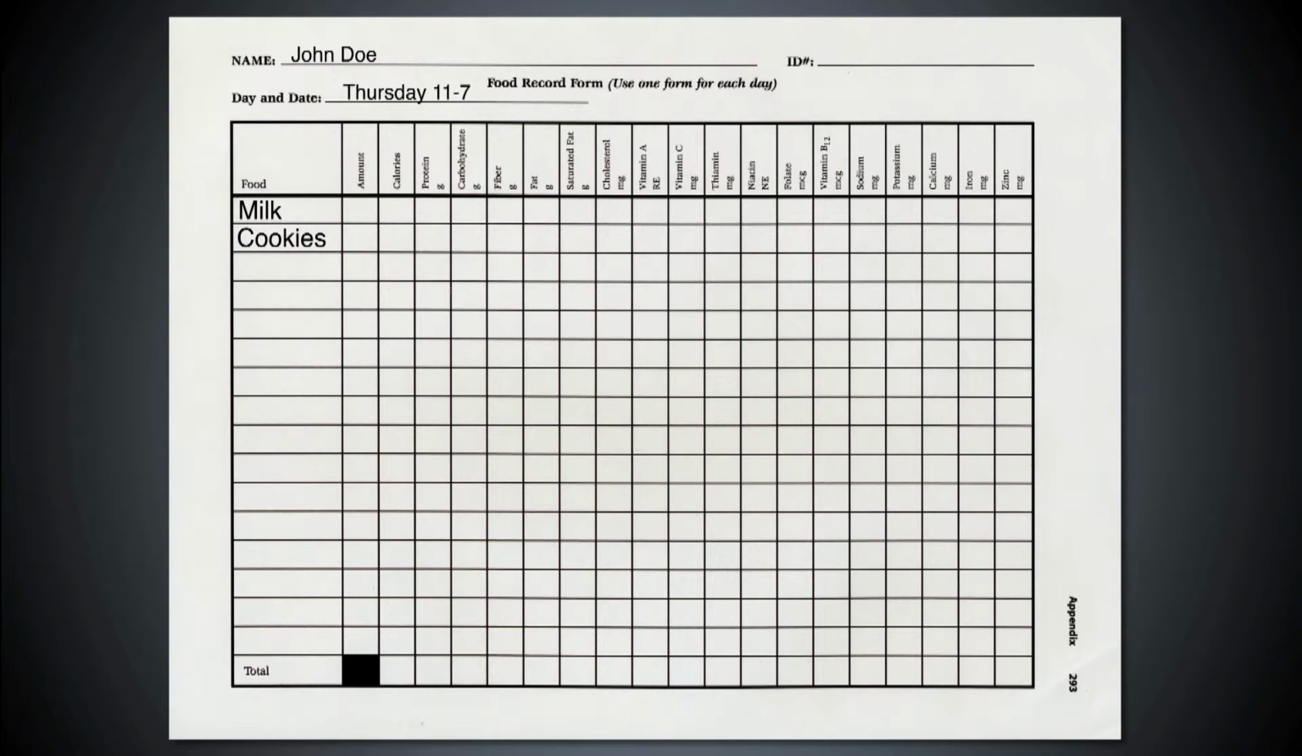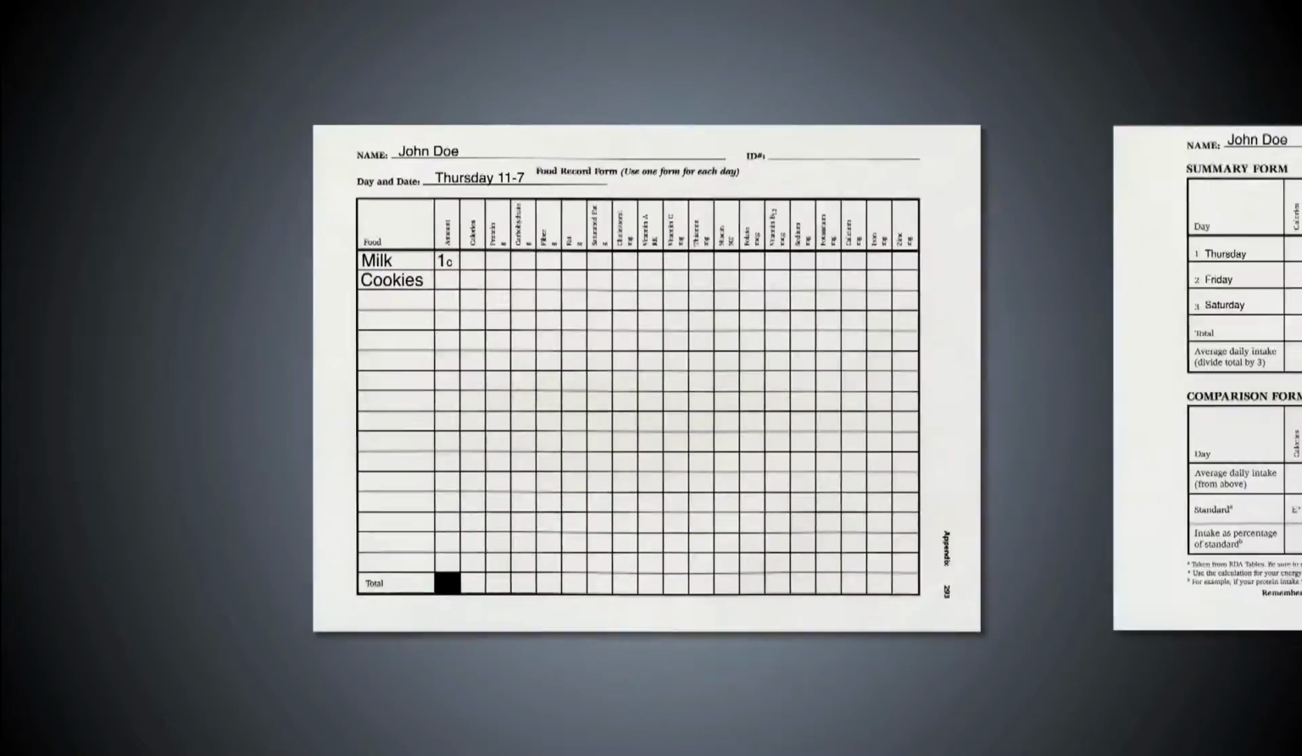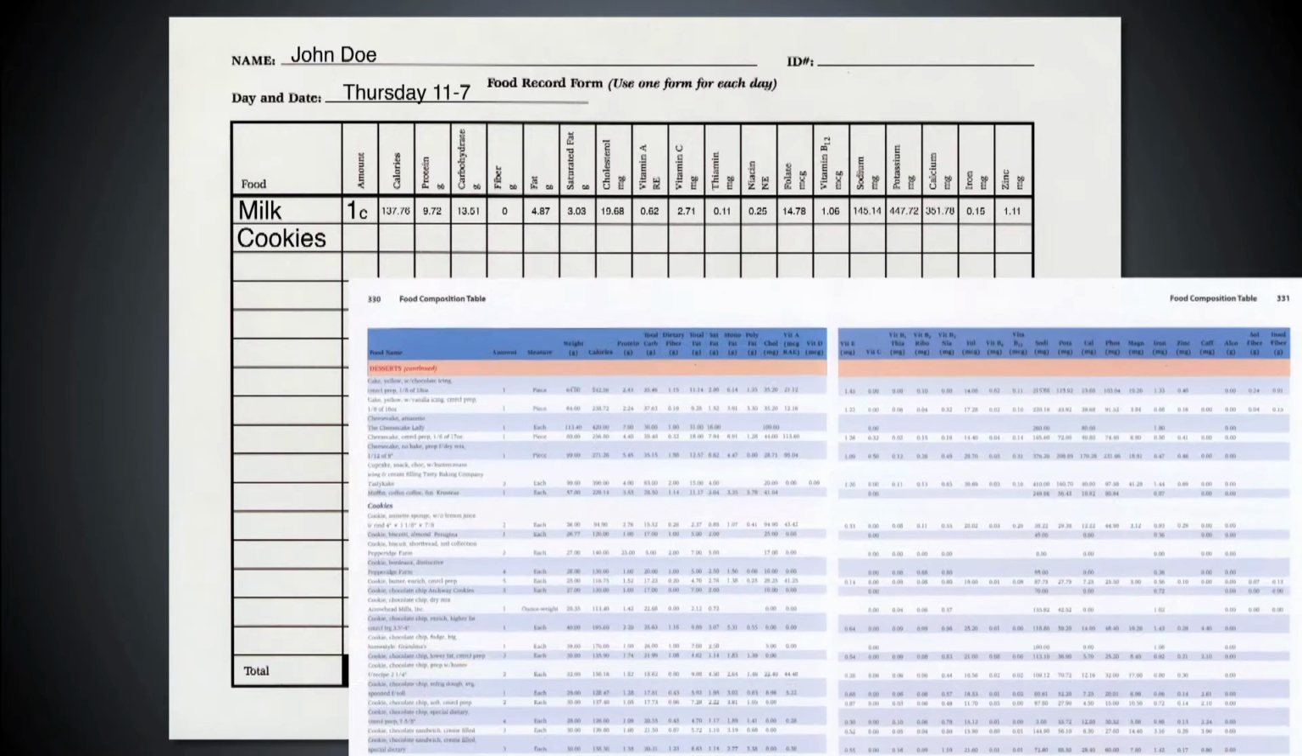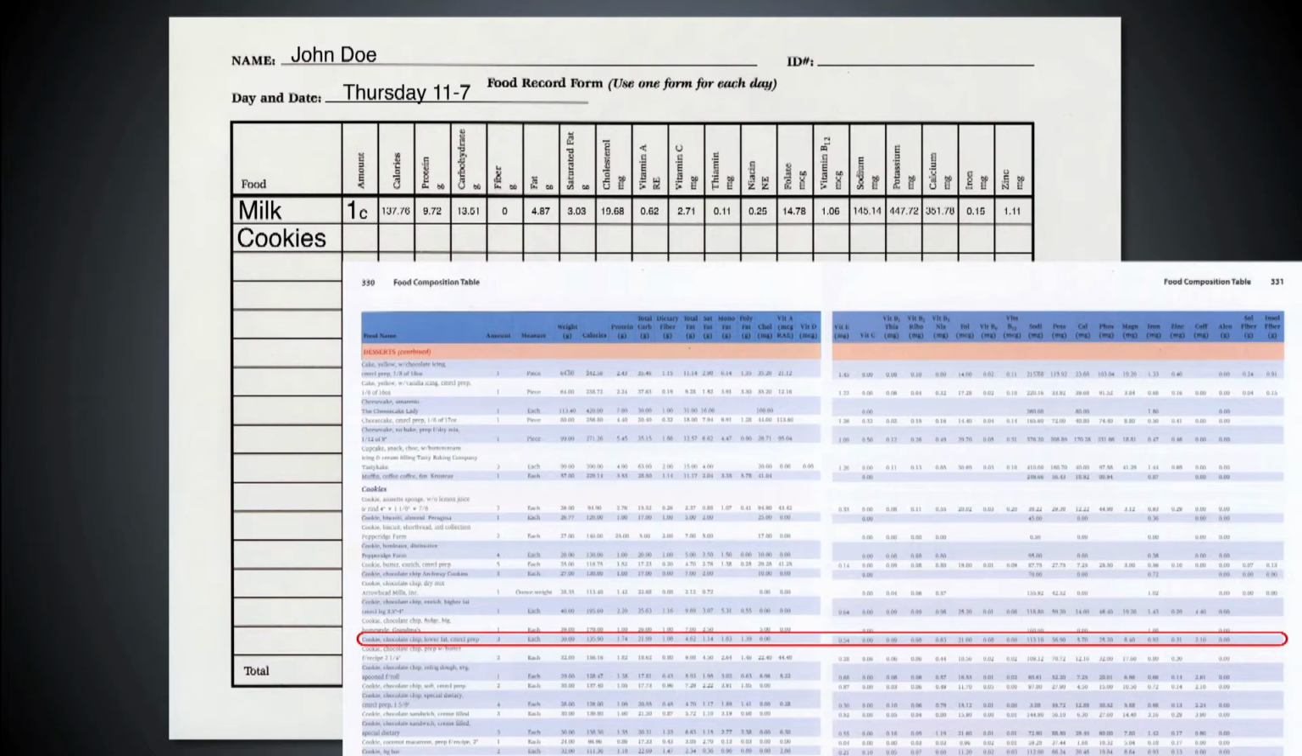Let's say you had 1 cup of 2% milk. First, write 1C in the amount column. Don't forget units. Next, go ahead and find the nutrition information in the back of your book and then transfer all the values onto your food record form. Now for the cookies, you can do the same thing, starting with the amount. Let's say you ate 2 cookies. For units, you can just write PC for pieces. Since you had 2 cookies, remember to multiply all of the nutrition information by 2.